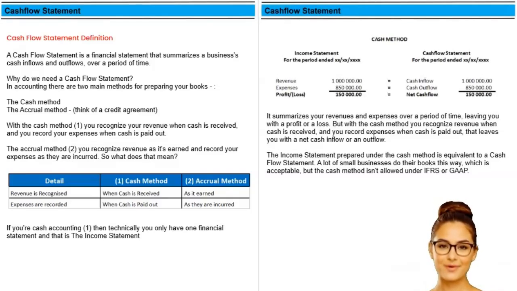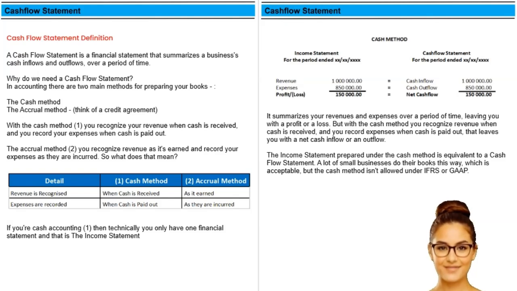A cash flow statement is a financial statement that summarizes a business's cash inflows and outflows over a period of time. A good question to ask is, why do we need a cash flow statement? This question will be answered as we go along. Its importance will be revealed.